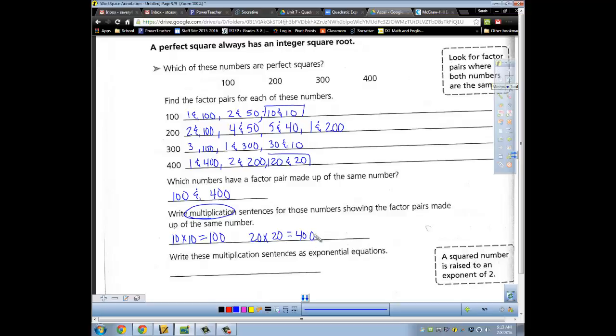Last question on this page, write these multiplication sentences as exponential equations. So I better see an exponent and I better see an equal sign if they want an equation. So 10 times 10 I can rewrite as 10 squared, which is 100. And 20 times 20 can be written as 20 squared, which is 400. Okay, please turn to page 59.